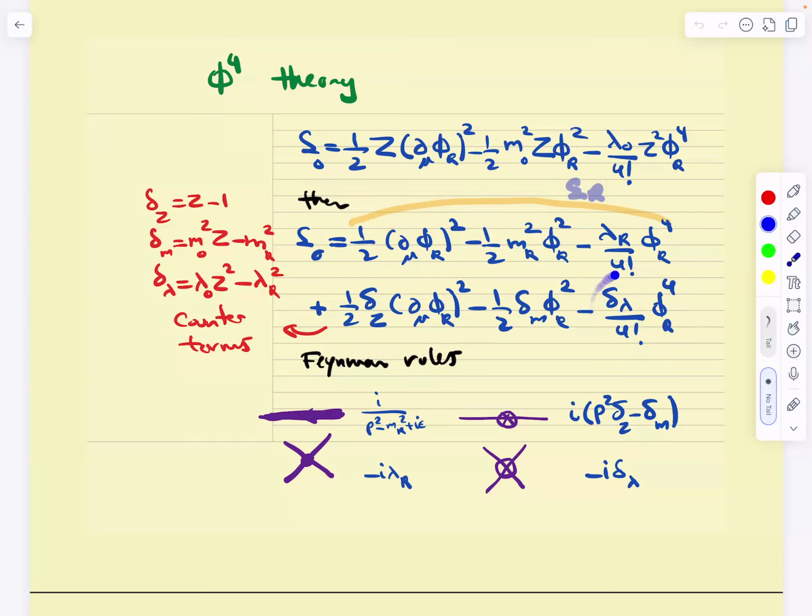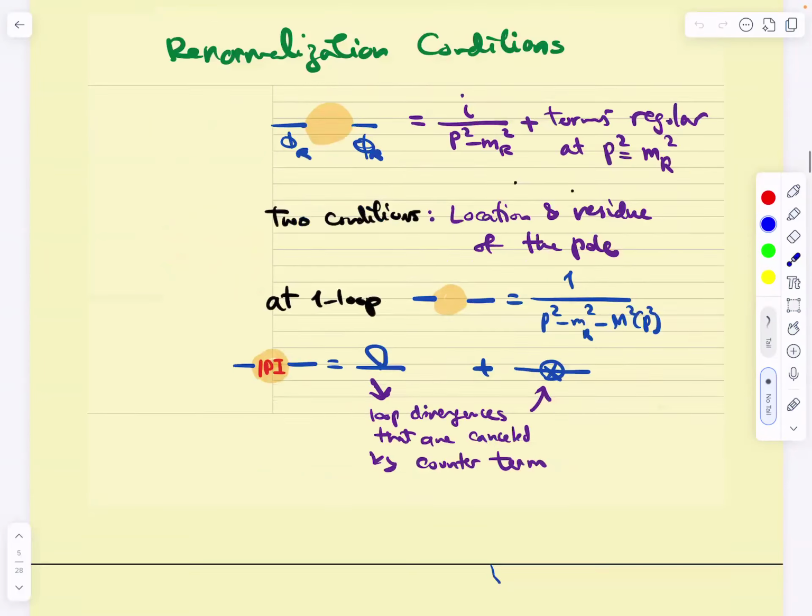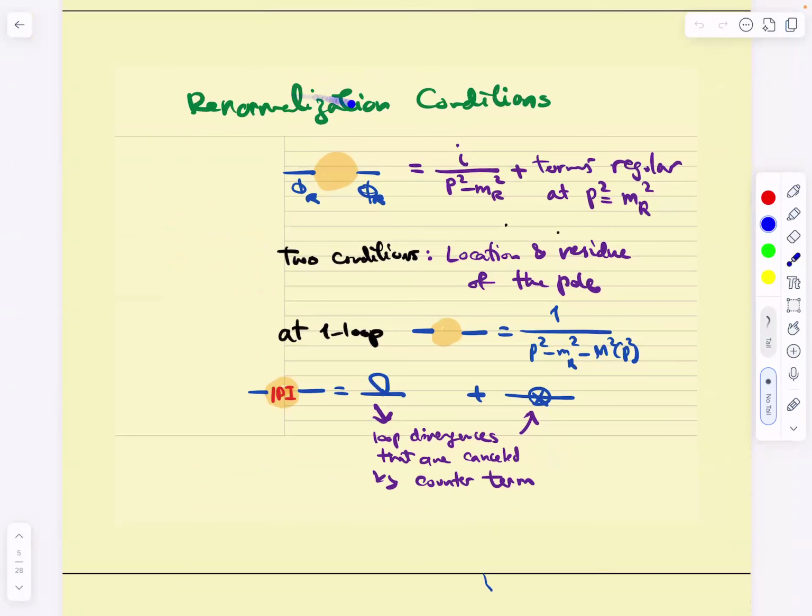And then similarly for phi 4, you have the interaction minus i lambda_r, and for the counter term for the interaction, you have minus i delta lambda, right? So there are 3 counter terms here: delta z, delta m, delta lambda. Basically every Feynman diagram you have is going to acquire a corresponding counter term. All right, so what's the renormalization condition?